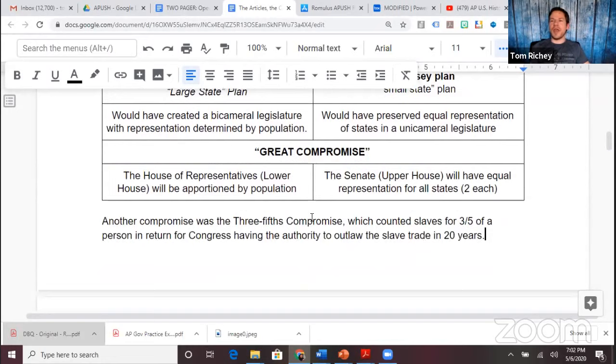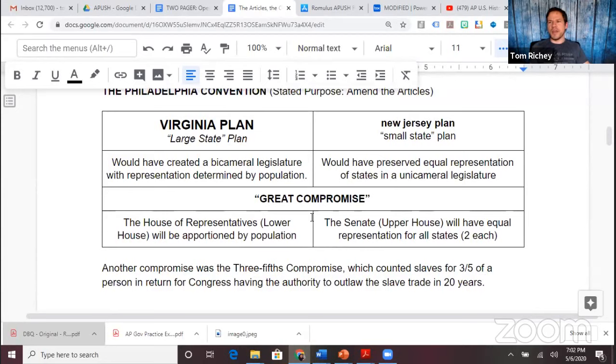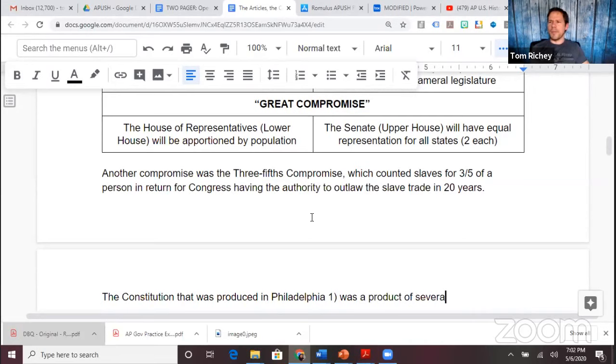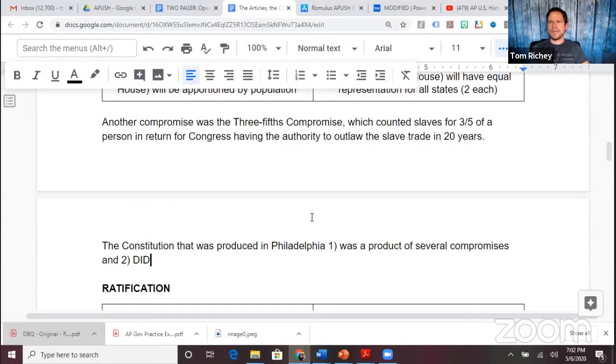And the big takeaway from the Philadelphia Convention is we want to understand that the Constitution was a product of compromises. So we have a few things to note here: that the Constitution that was produced in Philadelphia was one, a product of several compromises, and two, did not include a Bill of Rights. So that's what we could say about the Constitution.